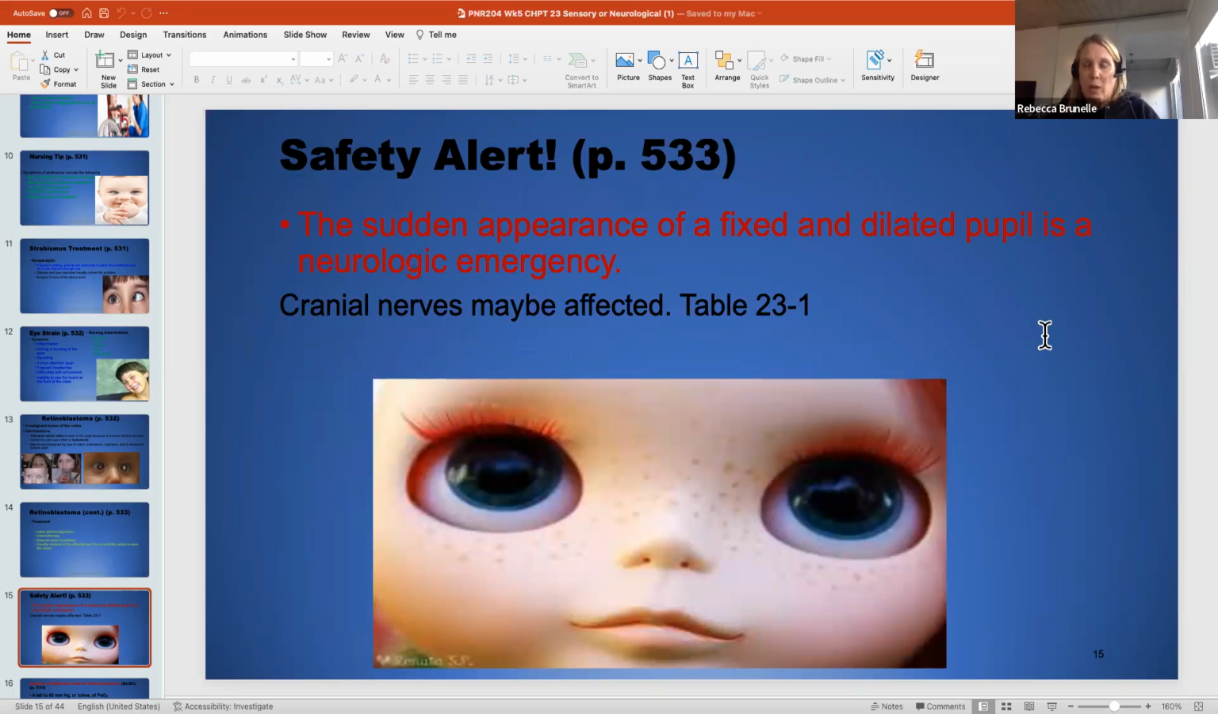So we can learn a lot by looking in kids' eyes. Something you always need to be paying attention to is your medical emergencies. If you ever see fixed and dilated pupils, so pupils that are bigger than normal and not reacting to light, they're the same size and not changing, that's an indication of increased intracranial pressure. There's pressure being put on the cranial nerve because there's expanding pressure in the brain. So that's a medical emergency. If you ever see that in a patient, you need to be concerned that they have increased intracranial pressure.